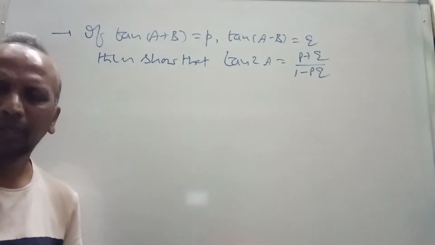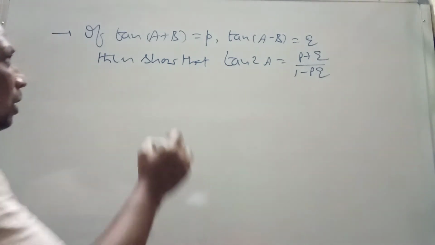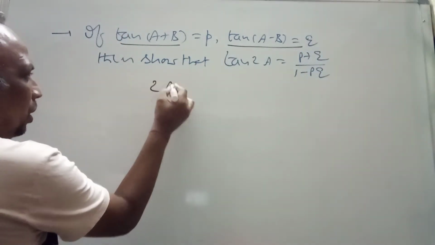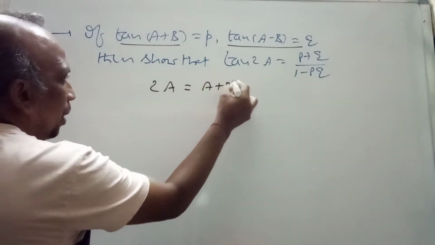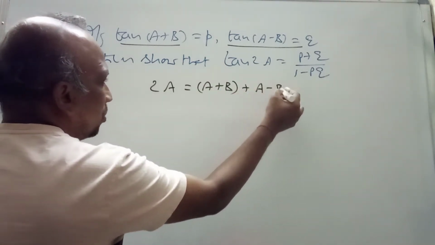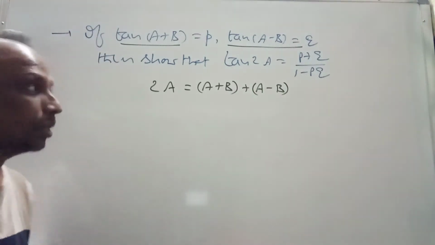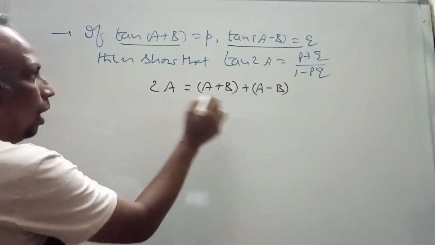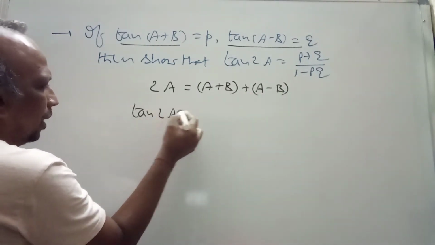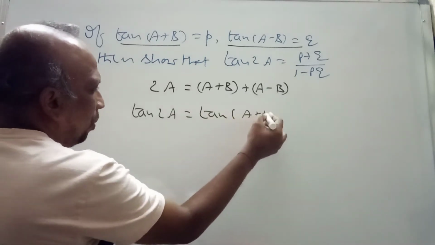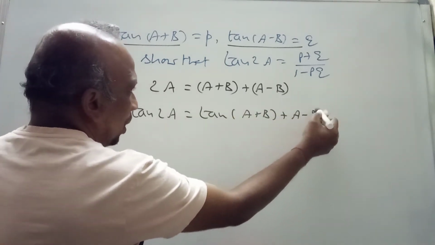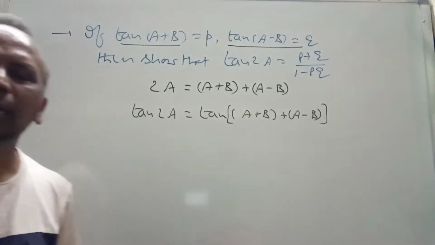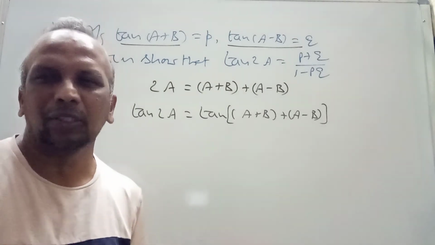Just observe here, in this problem, just an idea here. We know tan of a plus b, we know tan of a minus b. So they are asking 2a. So 2a equal to, I can write a plus b plus a minus b. If they ask tan 2b, it would be the difference of that. But they are asking tan 2a. So a plus b plus a minus b. I'll take tan on both the sides. Tan 2a equal to tan of a plus b plus a minus b. I can consider, right? Like you know tan of x plus y equals tan x plus tan y by 1 minus tan x tan y.